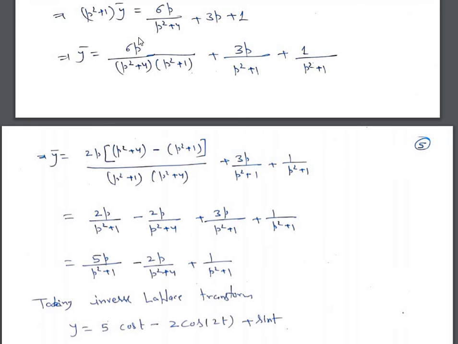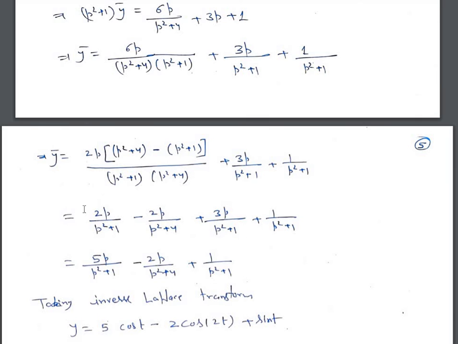Now write this 6p as, take 2p common, and inside the square bracket write p square plus 4 minus of p square plus 1. P square will get cancelled. 4 minus 1 is 3. 3 into 2p is 6p. And then remaining these two terms as they are.